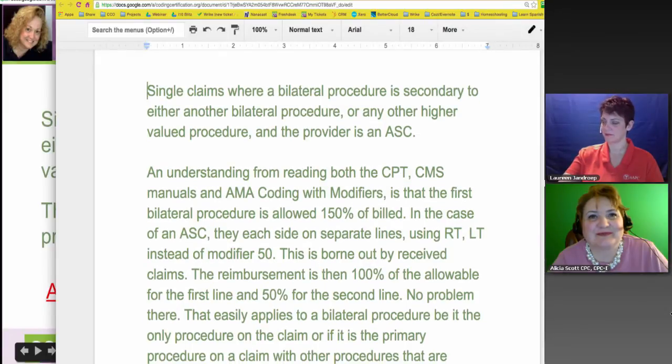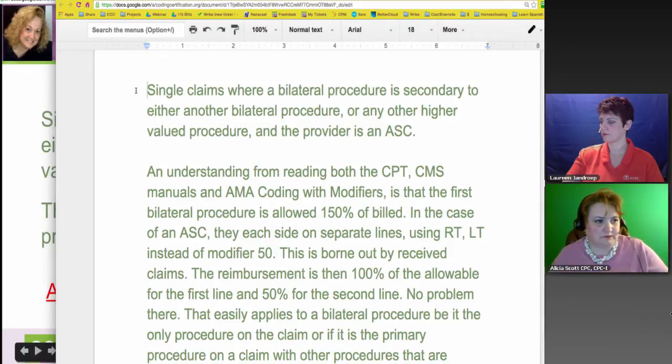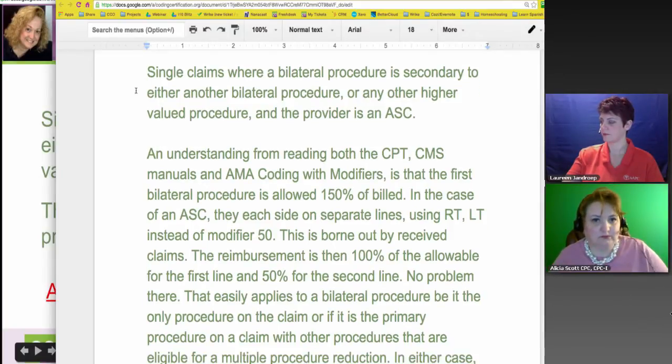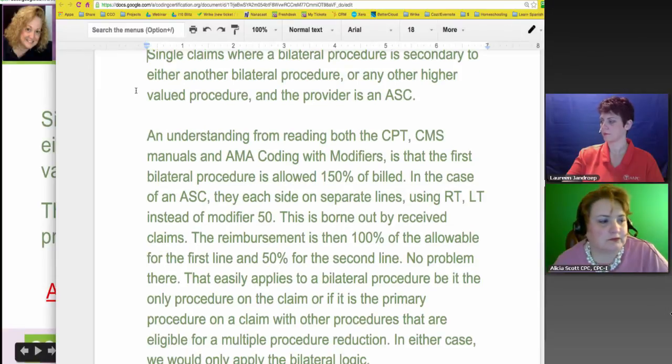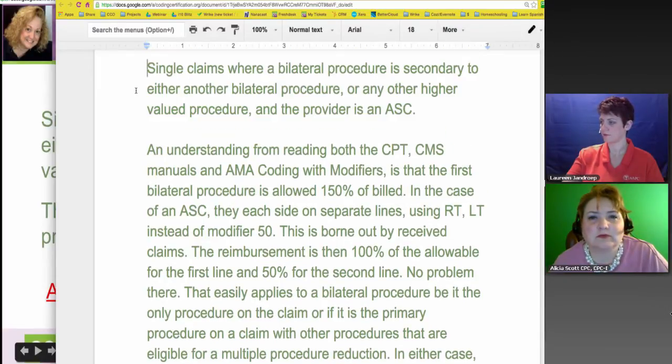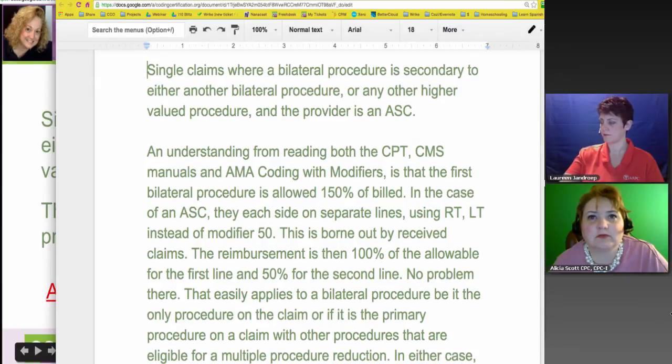So the question's a little bit lengthy, and guess what, the answer is too, so y'all bear with me. The question is: single claims where a bilateral procedure is secondary to either another bilateral procedure or other higher value procedure, and the provider is an ASC. Once again, we're not talking about physicians, we're talking about facility, and the reimbursements are done a little bit differently in the facility than on the physician side.